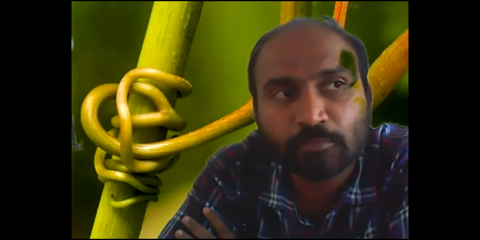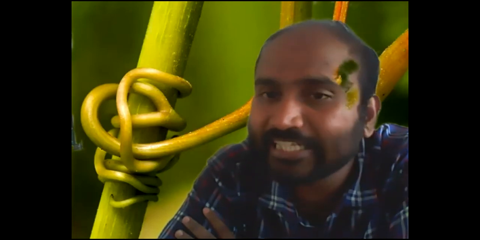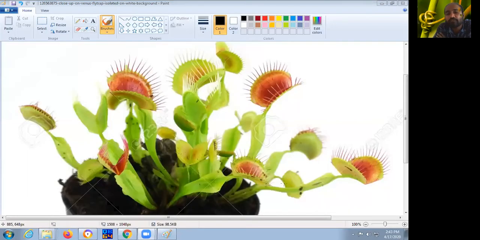The movement which is not related to the direction of the stimulus. Okay, so again I will share my screen. One second. Here, this is the picture of the Venus flytrap. Now, don't think that the Venus flytrap is so big that it can consume a human. No. Venus flytraps are very small plants which consume insects, small spiders and houseflies, etc.